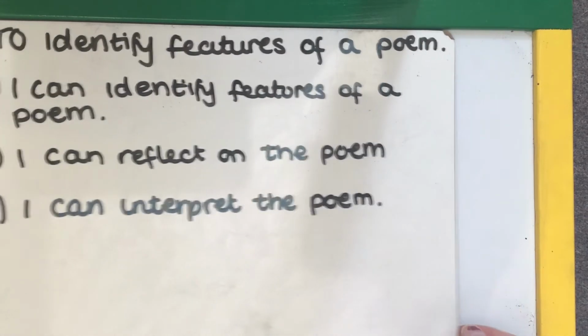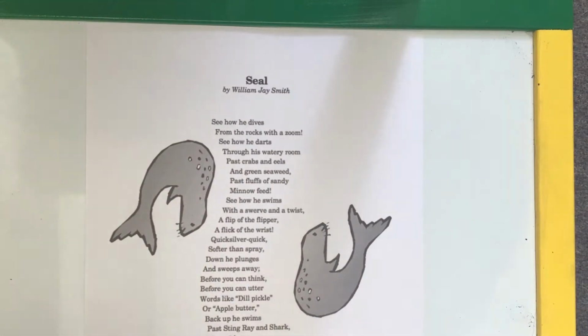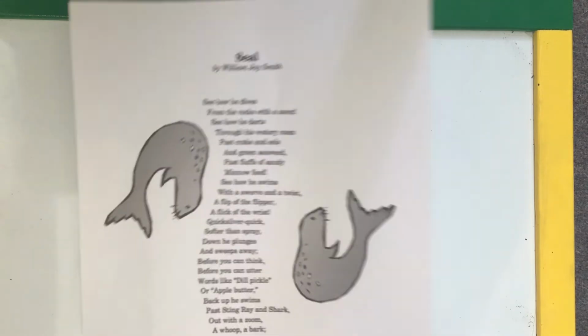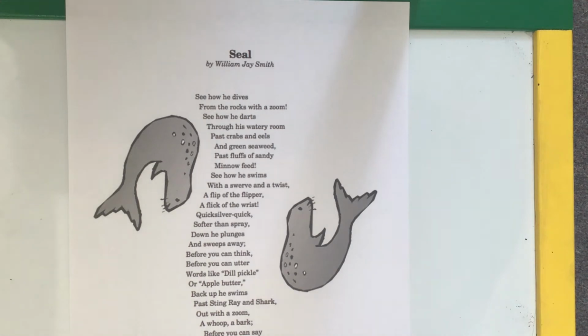Okay, so let's have a look at our poem. Our poem today is called Seal. And I have got a copy of the poem here. What I'm going to do is I'm going to read it to you and then I will go through how we are going to identify the features and what the features are we are going to be identifying. So let's have a look at the poem.